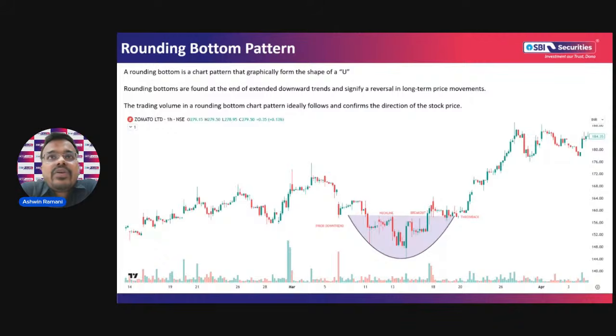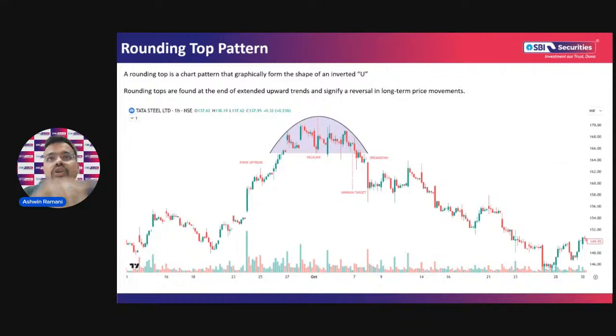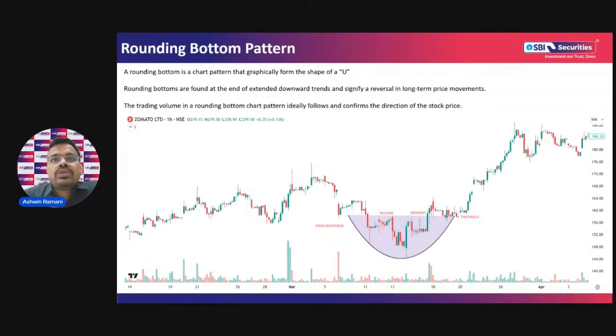Is the rounding bottom and the rounding top pattern clear, guys? So rounding top is, the highs are not in the same. So there's a higher high followed by lower highs, and then there are lower lows followed by a higher lows here. So we discussed 4 patterns until now. The first pattern was rising wedge. Then we discussed falling wedge. Then we saw rounding top, and then we saw rounding bottom.